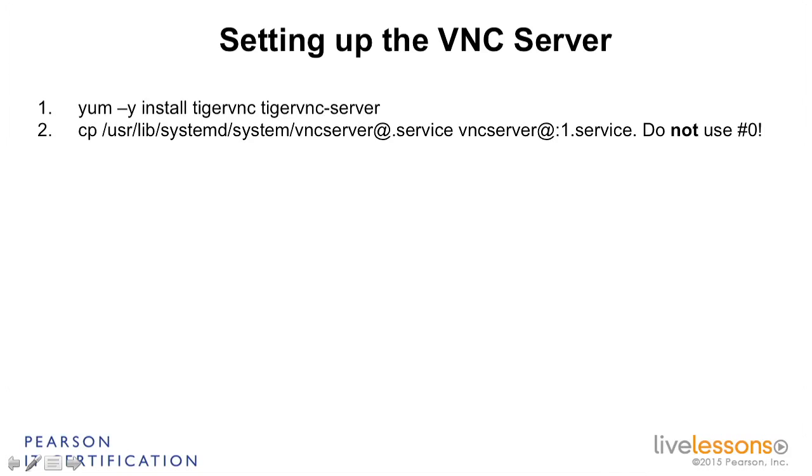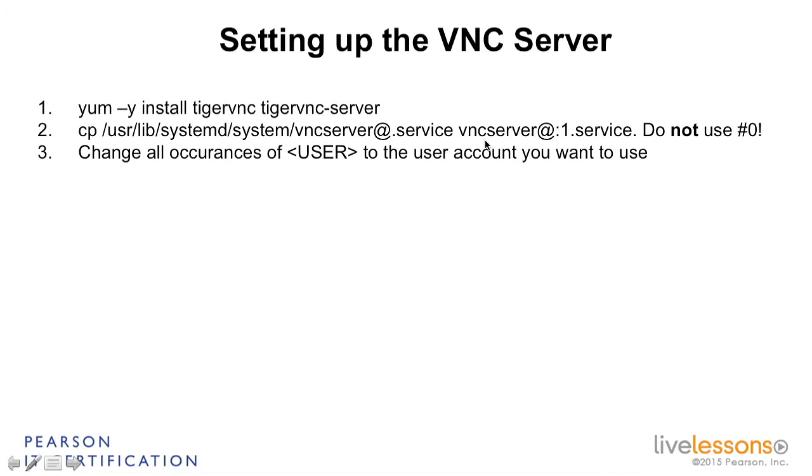Do remember that you cannot use session number 0 here. That was possible in previous versions of VNC. It is not possible on Red Hat 7. After copying over this file, you need to open the file and change all occurrences of USER in uppercase to the name of the user account that you want to use.